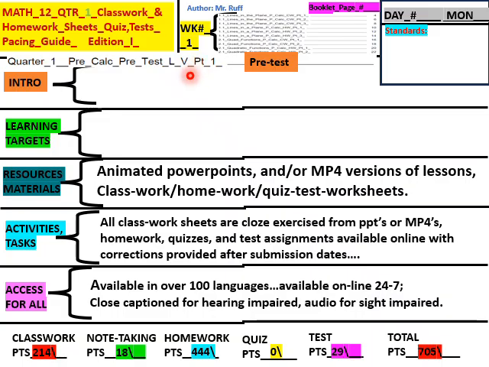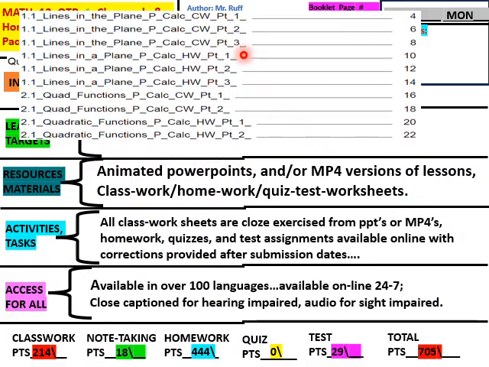So we have a pretest. We have a pre-calc pretest for Quarter 1. And for our lessons, we start out with 1.1, lines in the plane, classwork part 1, part 2, part 3, and homework part 1, 2, and 3. Then we go to 2.1 quadratic functions, classwork part 1, part 2, and homework part 1, part 2.